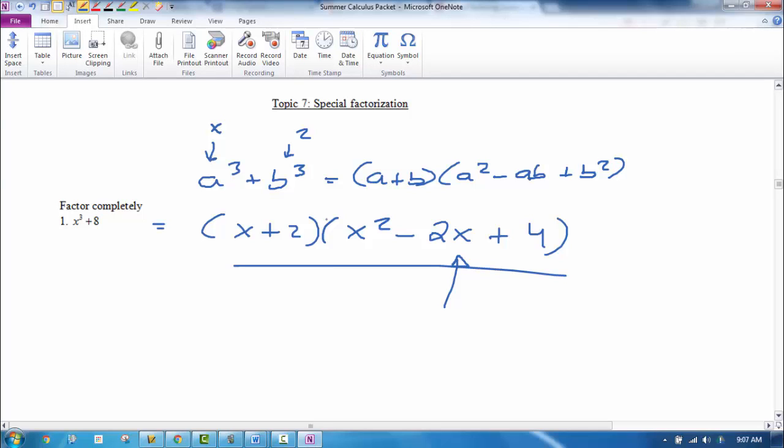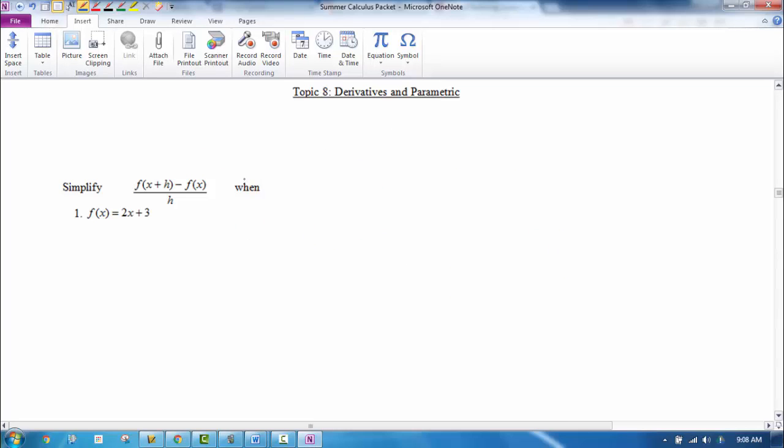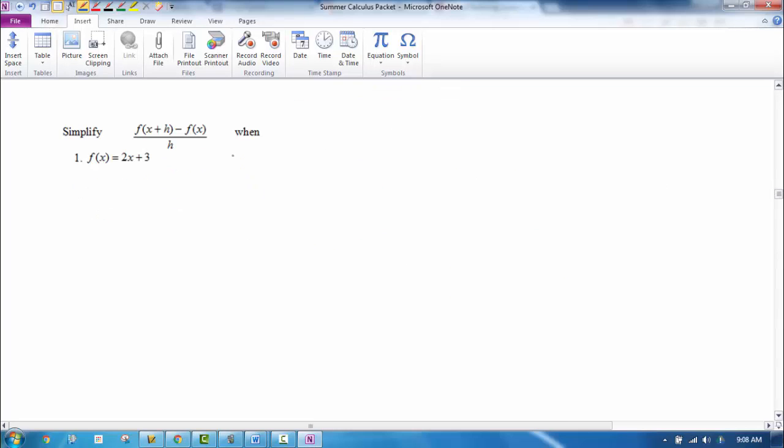Okay, the next topic is derivatives and parametric equations. So let's do the derivative of this. It wants us to do the definition of derivative, which is what this is, and just fill it out and simplify. So we don't have to take the limit as h approaches 0, which is to finish it, but we do have to do the algebra part. And to do that, it's f of x plus h, which would be 2 times x plus h plus 3 minus the function, which is right here, 2x plus 3, all over h.